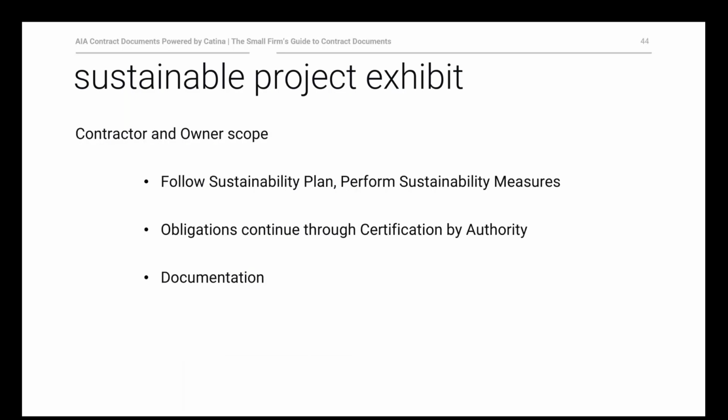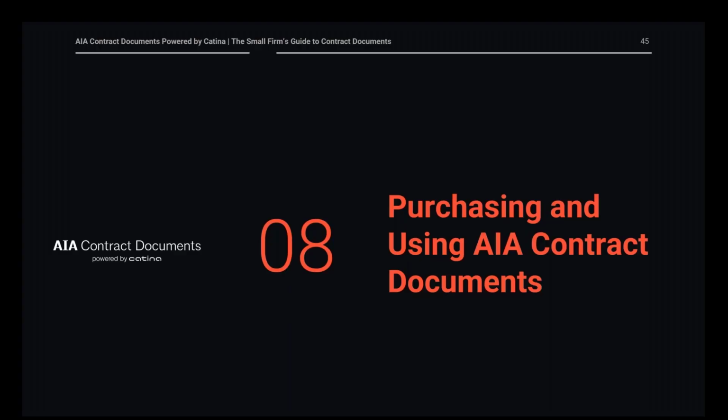The contractor and owner are obligated to follow the sustainability plan and perform the sustainability measures as assigned to them. They have obligations that continue through certification and even beyond, including each of them may have obligations to create and provide the documentation that the certifying authority is going to need in order to evaluate the application for certification.